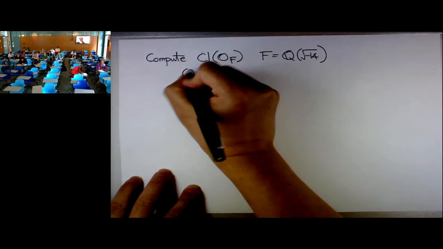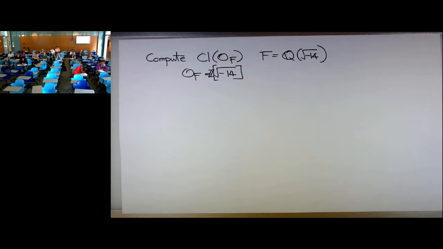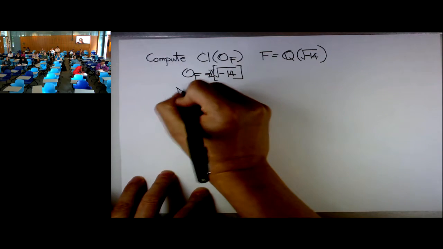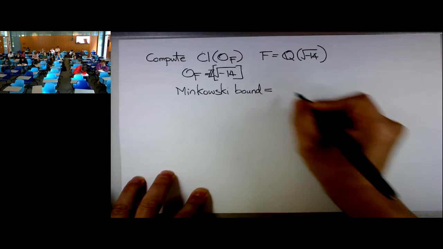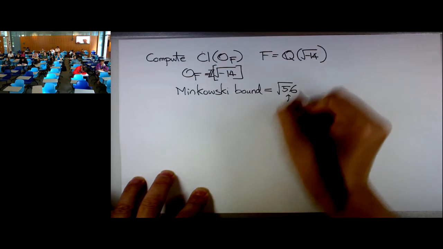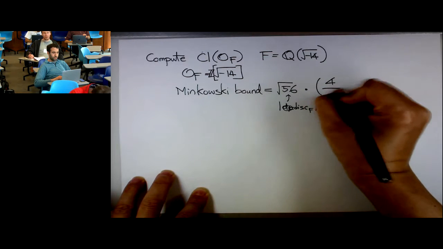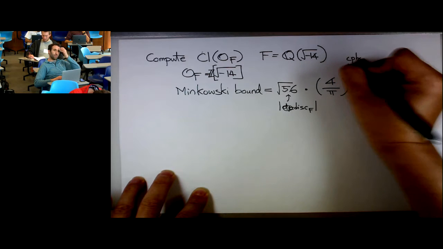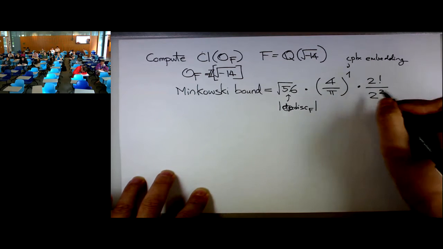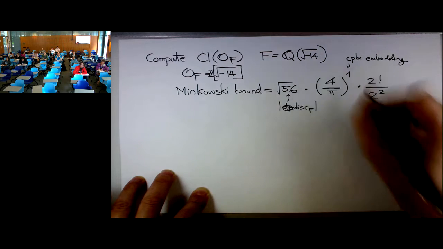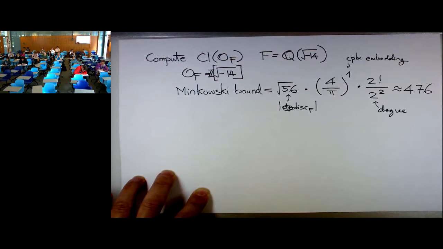Let's recall this. In this case, O_F is the ring of integers of Q adjoined the square root of negative 14. The Minkowski bound in this case is equal to the square root of 56, the absolute value of the discriminant, times 4 over pi to the 1 for the complex embedding, times another factor, which is 2 factorial over 2 to the 2. These are degrees, so these three 2s are degrees. You punch it into the calculator and you get around 4.76.